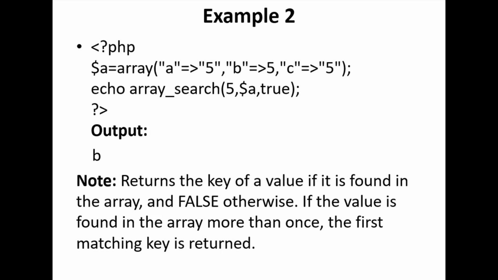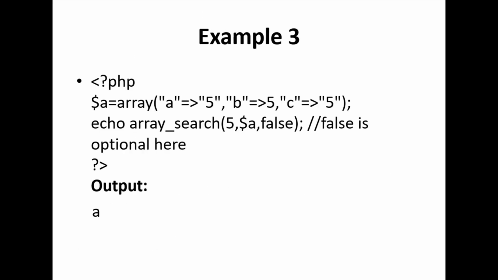Why is it so? Because it is returning only the key. The first and the third elements have 5 as a string, but we are searching for a number. That's why it gives us the output B only. So it returns the key of a value if it is found in the array, and false otherwise. If the value is found in the array more than once, the first matching key is returned.